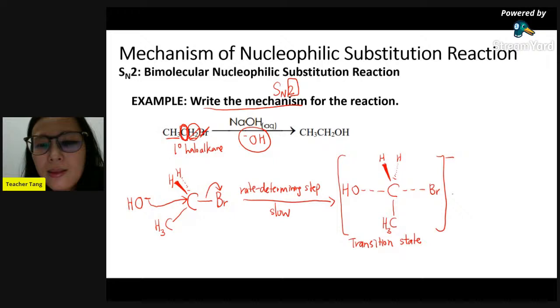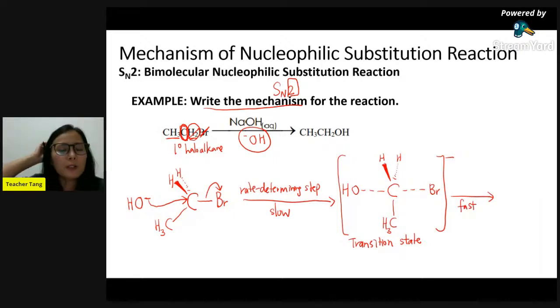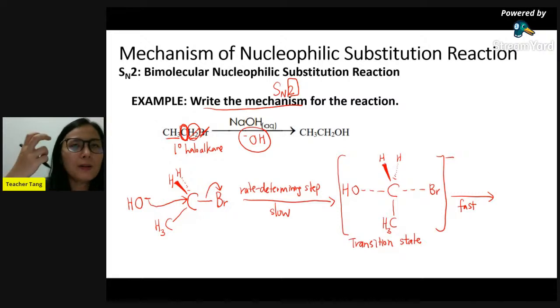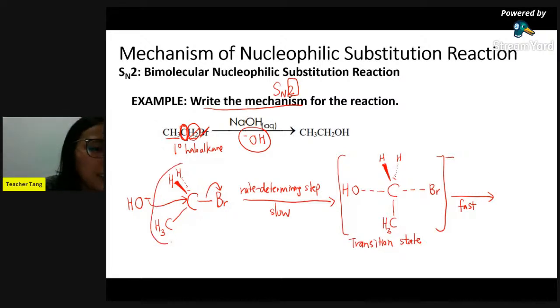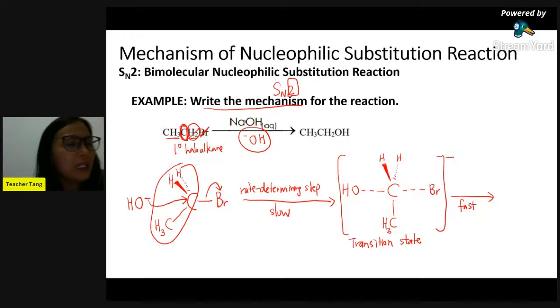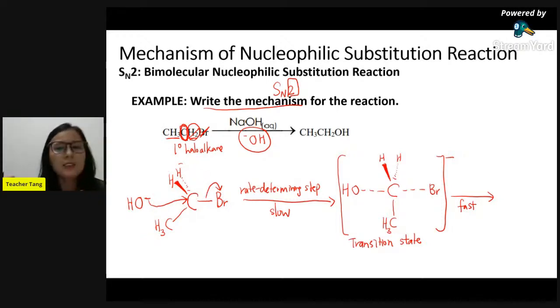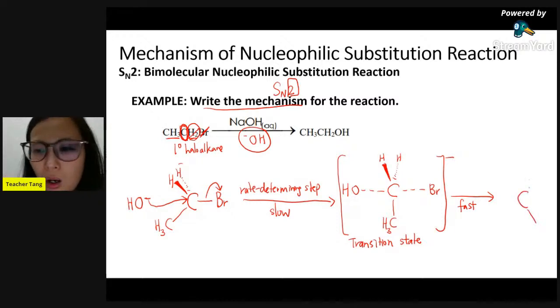Okay, and then you form the product. So this is fast. So how to form the product? Again, remember the carbon, the tetrahedral, becomes inverted. So on the reactant, you draw these 3 bonds to the left. In the product, because the configuration is inverted, you need to draw it pointing to the right.